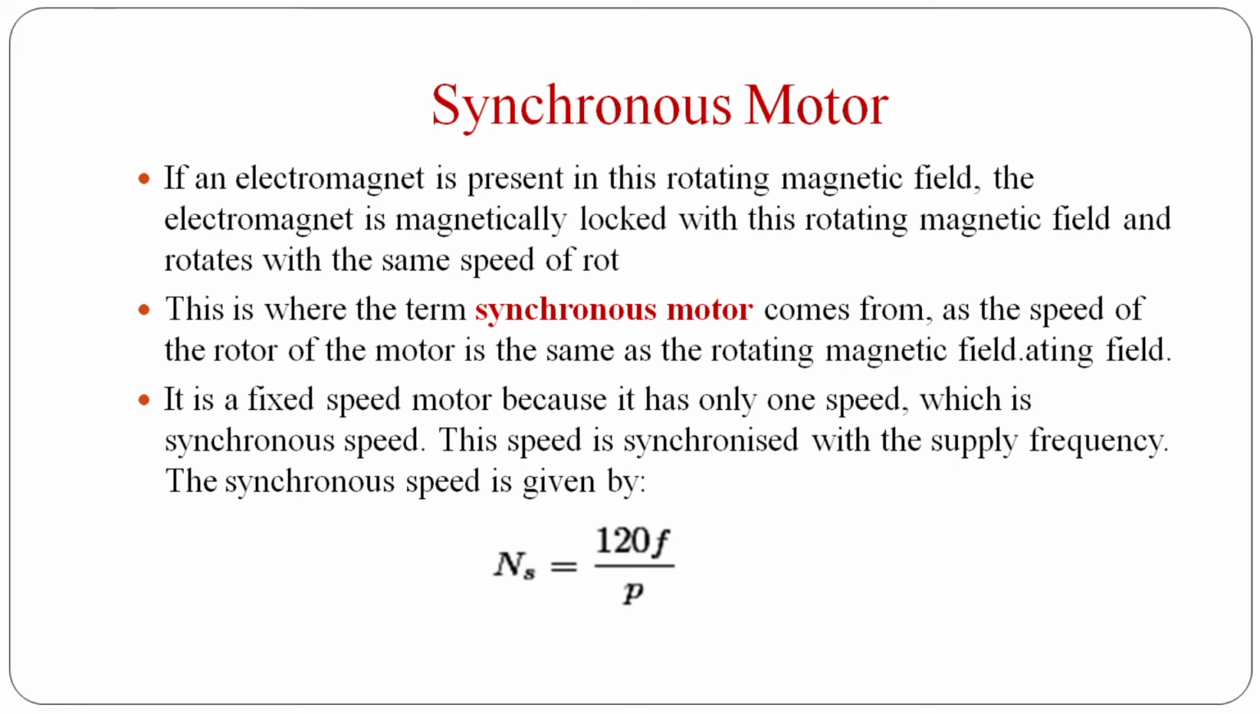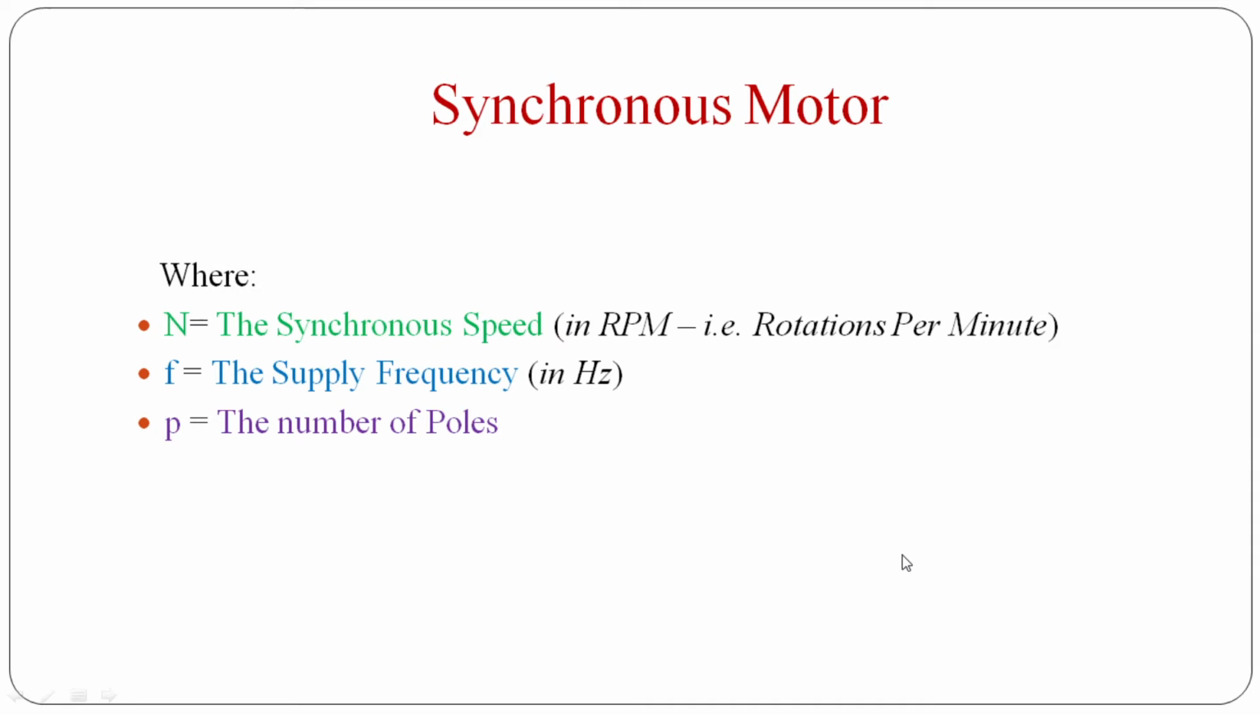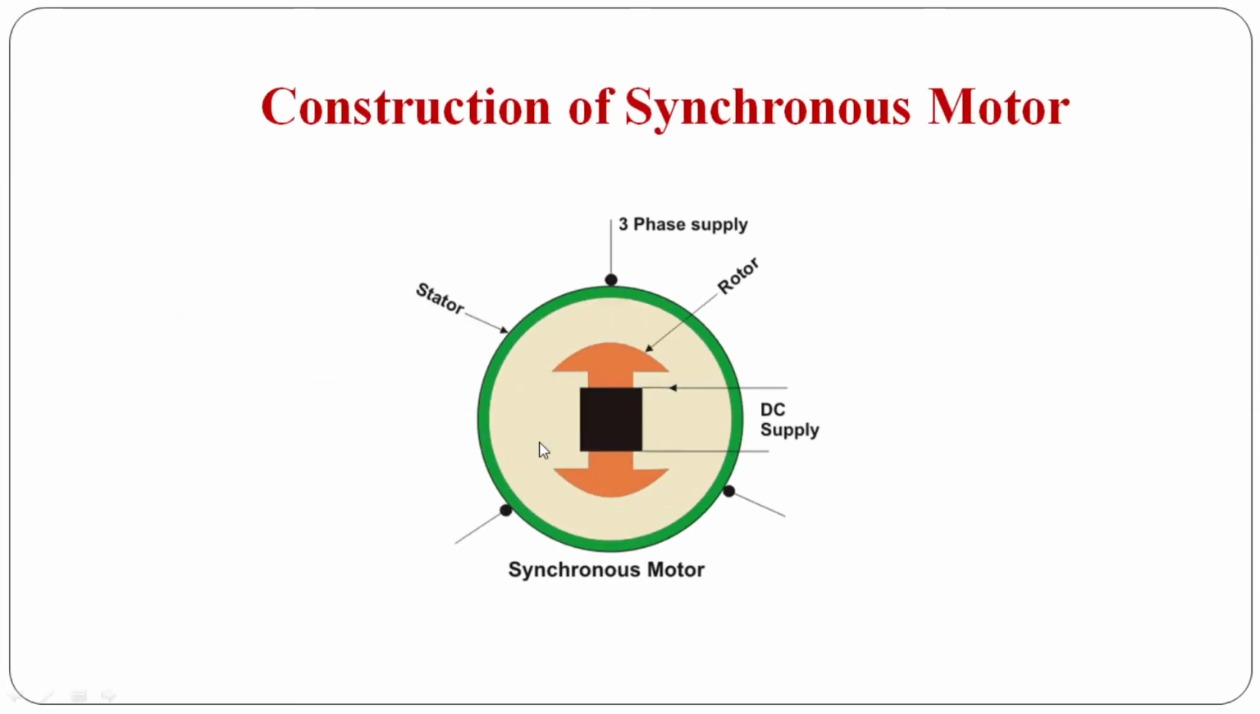What is synchronous speed? Synchronous speed is a fixed speed. What is a synchronous motor? A synchronous motor is a fixed speed motor because it has only one speed, which is synchronous speed. This speed will be synchronized with the supply frequency, and the formula for synchronous speed is Ns equal to 120 F by P. What is F here? F is the supply frequency and P is the number of poles. Ns is the synchronous speed in RPM, rotations per minute, F is the supply frequency in Hertz, and P is the number of poles.